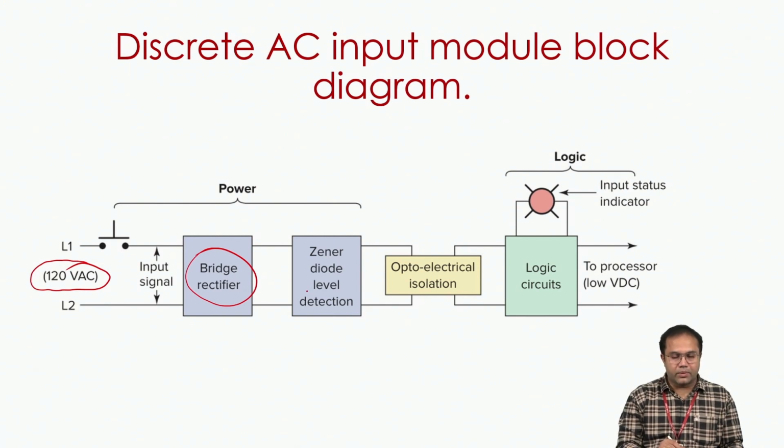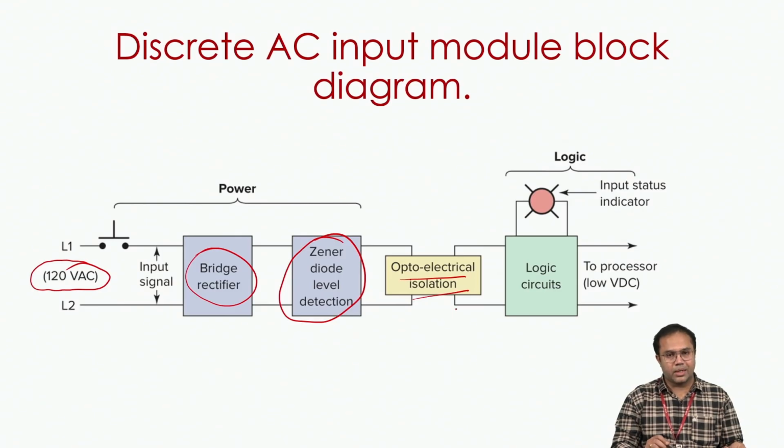Once we convert into DC, we use this Zener diode level detector, followed by optical isolation. I mentioned this optical isolation in my previous lecture as well: there is no direct communication from the input module to the CPU. We always maintain an isolation, and that isolation is through the optical isolator. So we are going to transmit this binary data, this on and off type of data, through this optical isolation, where we use optocouplers.